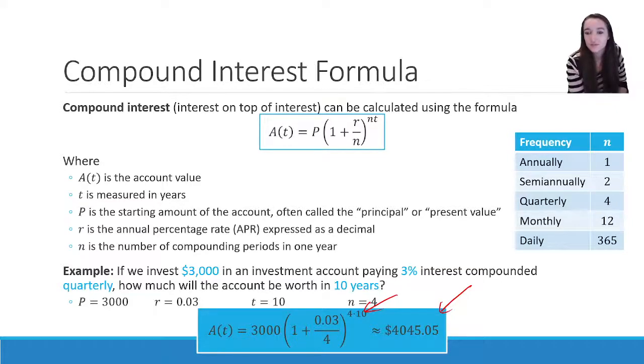Please, please, please, practice plugging this in, because you won't necessarily have a graphing calculator to work with. It can be kind of tricky to plug in these types of problems, making sure that you get the exponents right, etc. So practice it on your calculator. Make sure you can actually get $4,045.05. If you don't get that, talk to me.